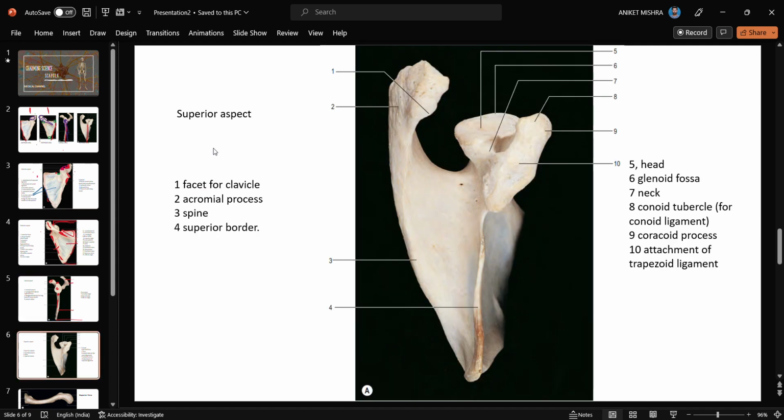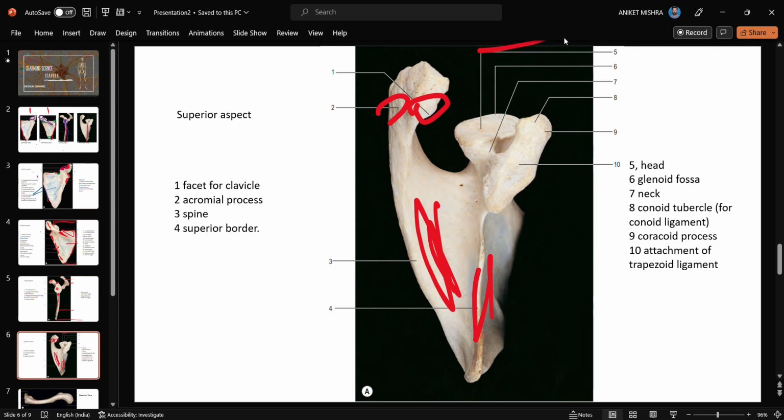If we are going to see the superior aspect, then again we will see the facet for the clavicle bone, acromial process, spinous process of scapula, its superior border, head of the coracoid process, glenoid fossa. Sorry, it's the head of the glenoid fossa and the glenoid fossa. Seventh one is the neck. Eighth is the conoid tubercle for the conoid ligament.